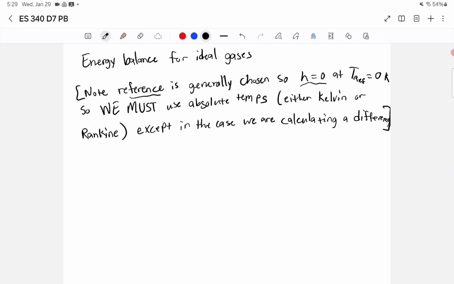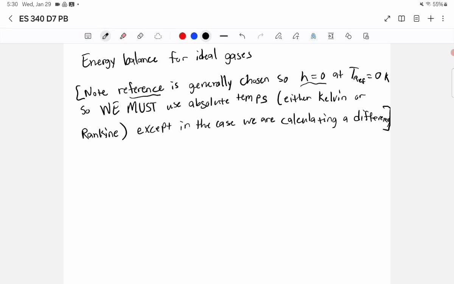But what that means is, and this is true for other quantities as well, these reference points mean that when you're doing calculations, you should use absolute temperatures, which would be either Kelvin or Rankine, depending on SI or English units, rather than the non-absolute ones, which are things like the Celsius scale in SI or the Fahrenheit scale in English units.